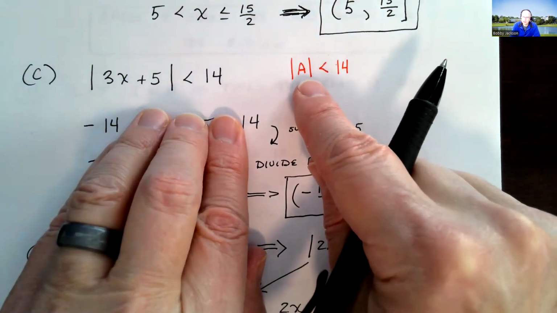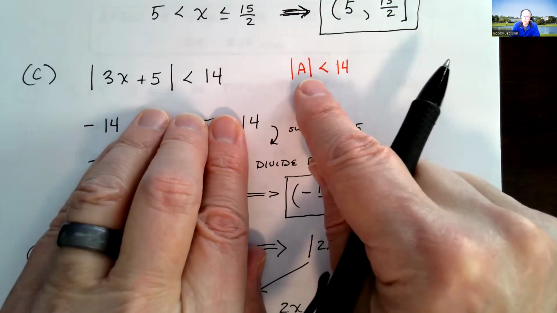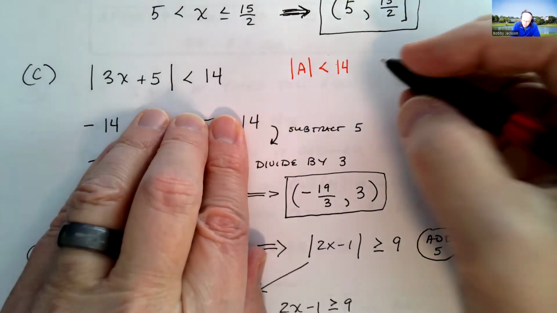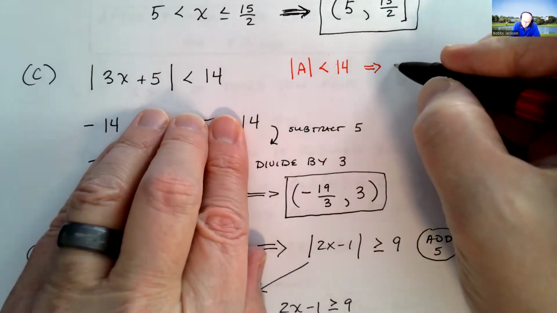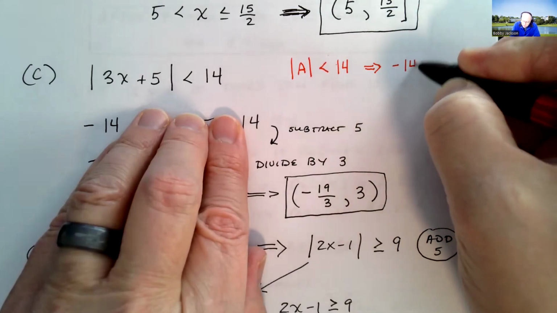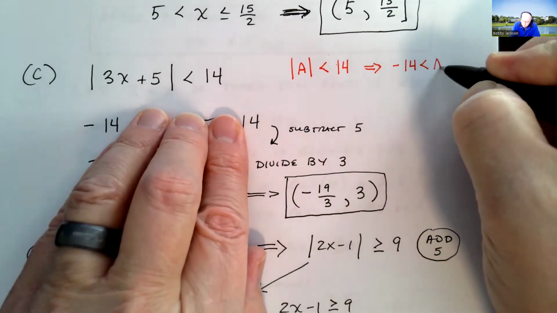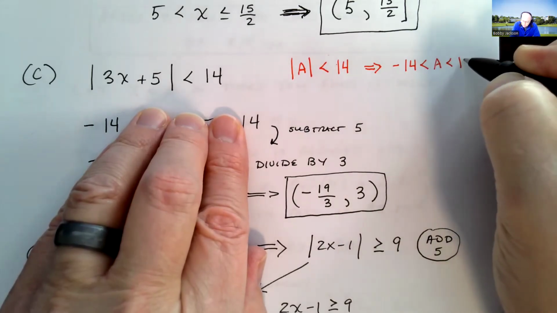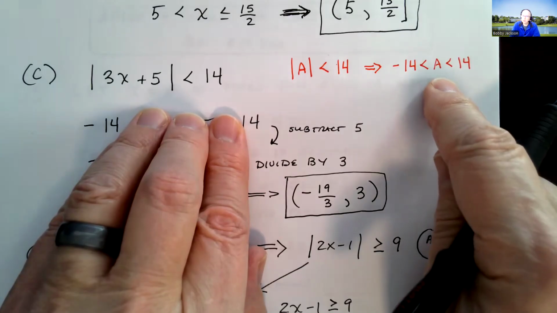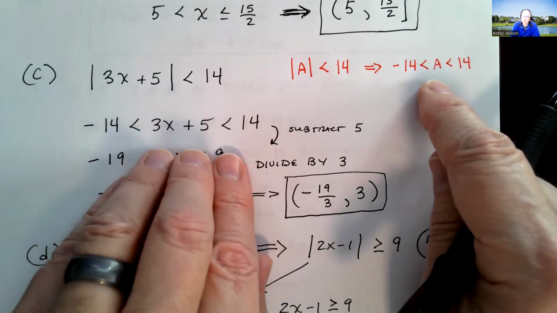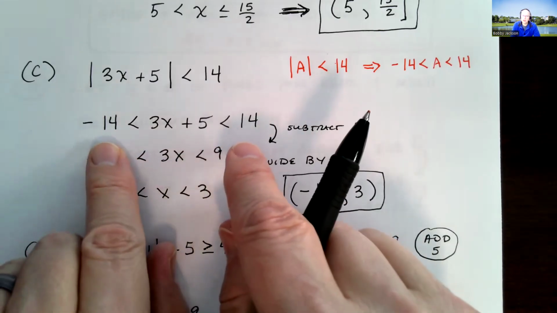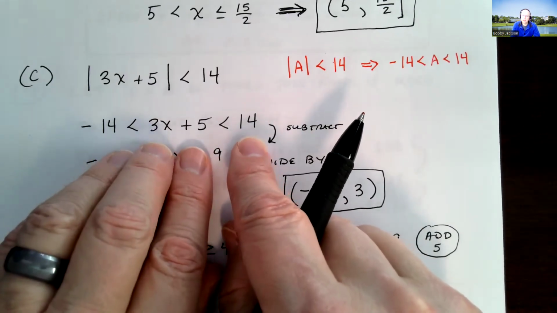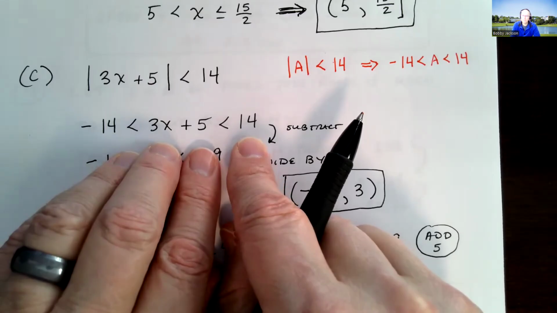The absolute value of a is the distance a is from 0. So in that case, if we're less than 14 units from 0, we must be between negative 14 and positive 14, right? The value of a must be in that interval. So that's how we set up these inequalities. Whatever's inside here is between negative 14 and positive 14, okay?